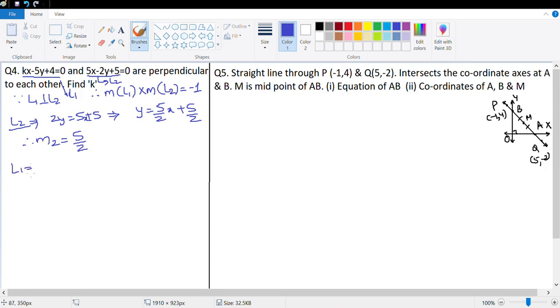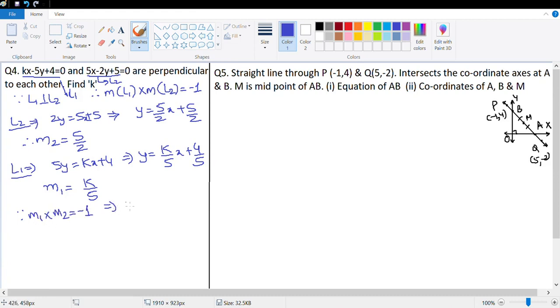Therefore slope of line 2 will be equal to 5/2. Let's look at line 1. Line 1 is 5y = kx + 4, which means y = k/5 x + 4/5. Comparing with y = mx + c, the slope of this line is k/5. Since m1 times m2 is equal to -1, let's put values. k/5 times 5/2 is equal to -1. 5 and 5 get cancelled, which means k is equal to -1 (as computed in the video). That's what they wanted. We've solved this question. Very simple one. Let's look at the next question.